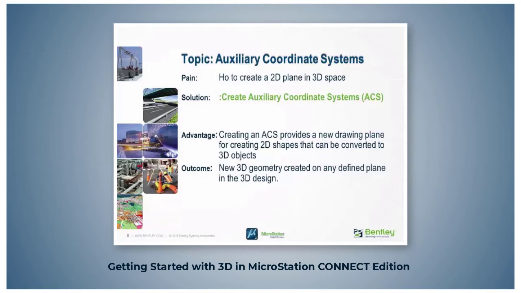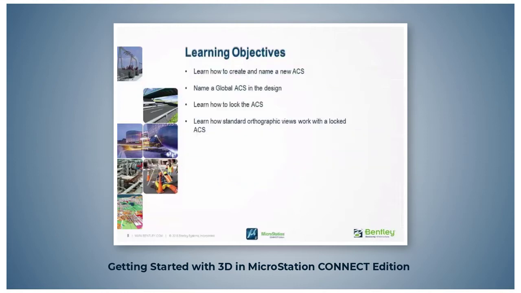Auxiliary coordinate systems. How would you create a 2D drawing plane in 3D space? This is accomplished using the auxiliary coordinate or ACS tools. The new plane permits you to draw a 2D shape, then apply one of the 3D techniques to create 3D geometry.